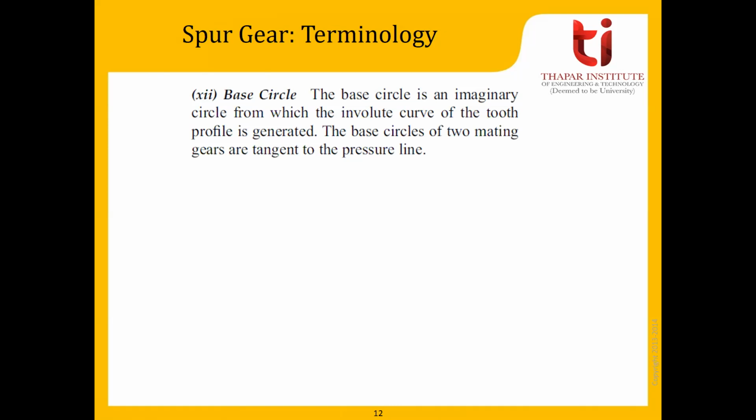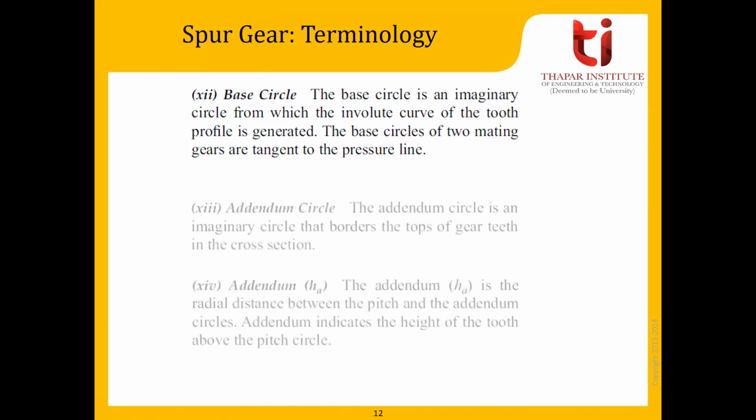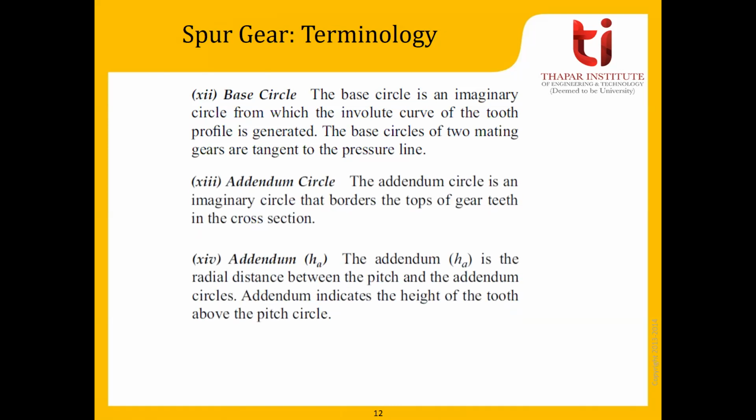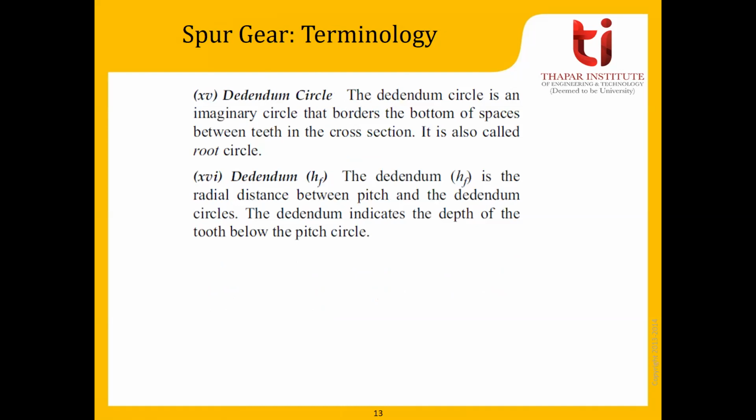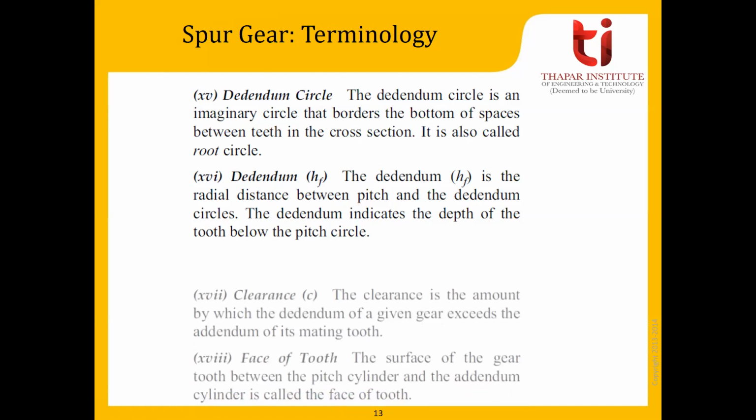This phenomena will help us to understand the interference in next slides. Then the addendum circle, already we have discussed. Then the addendum, ha, this is the distance between the pitch and addendum circles. Addendum indicates the height of tooth above the pitch circle, right? Similarly, the dedendum is the radial distance between the pitch and the dedendum circle. The dedendum indicates the depth of the tooth below the pitch circle, right?